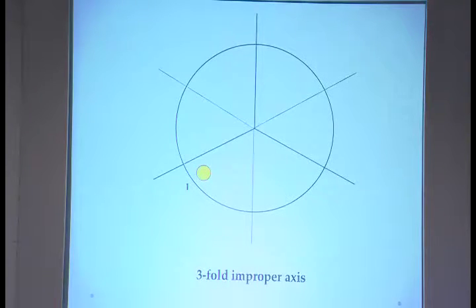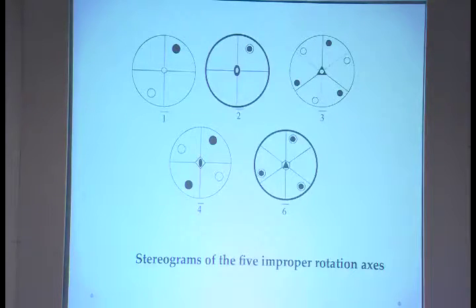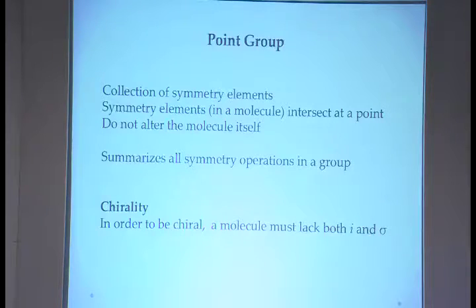So just to show you the equivalent positions in the case of generating a threefold improper axis. First rotation followed by inversion, so you generate the symmetry-related molecule. Similarly, again, rotation followed by inversion, so you're generating another symmetry-related molecule. So like that, you fill up the space gradually. These are the stereograms of 5 improper rotation axes. And again, this is a combination of mirror as well as rotation.